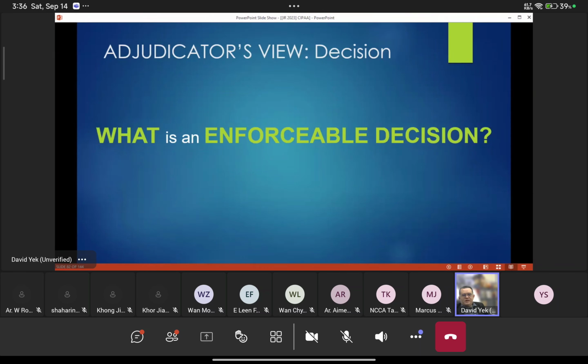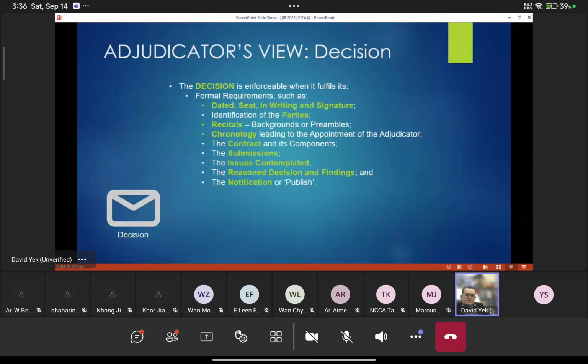So what is meant to be an enforceable decision? A decision is enforceable when it fulfills the formal requirement. Now, what is this formal requirement? It has to be dated. The decision has to have a date, has to have a seat. Seat meaning, they call it a judicial seat.